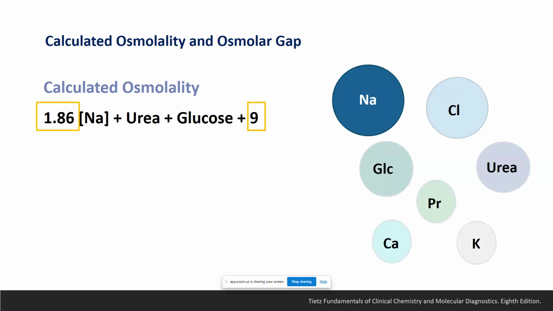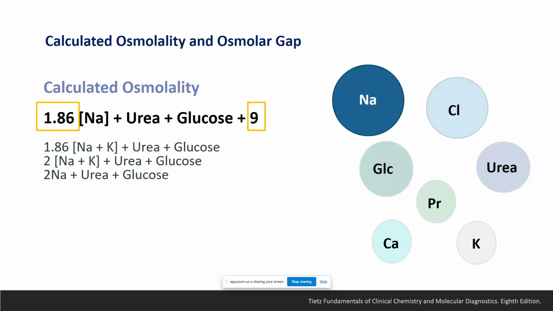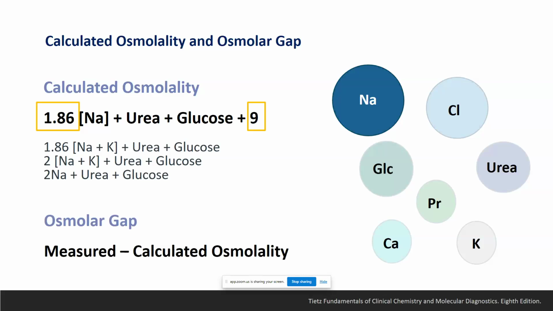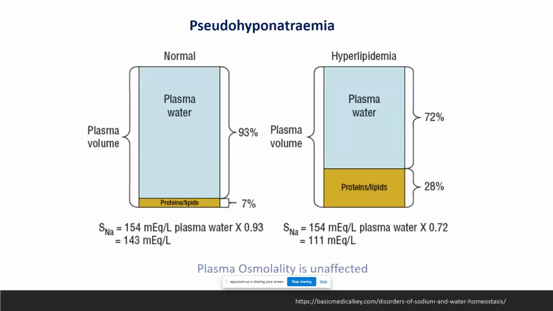sodium and chloride. But note there are various versions of this equation. Some don't include the 9 milliosmol per kilogram factor, and others do include potassium, and others round up the 1.86 to 2. Osmolar gap is the measured minus the calculated osmolality, and a high gap over 10 indicates the presence of unmeasured osmotically active substances. So this is very useful in clinical practice where there is concern of ingestion of toxic substances, often alcohols.